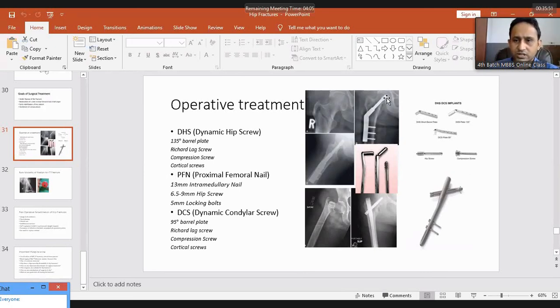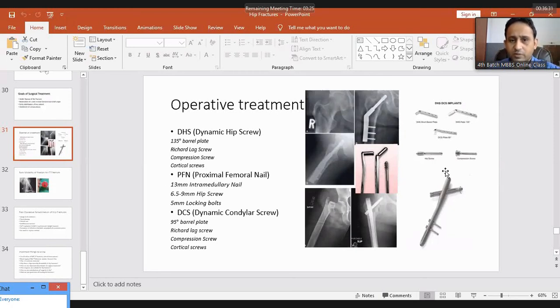So this is a DHS, a dynamic hip screw. It is angled around 135 degrees, comprising an outer barrel plate. They have this Richard lag screw, the one which goes inside, and it has a compression screw to give compression. There are vertical screws holding the barrel plate to the bone. The other is the dynamic condylar screw, which you tend to give in a more unstable fracture or subtrochanteric fracture. That has a 95 degree barrel. Rest of the things are the same.